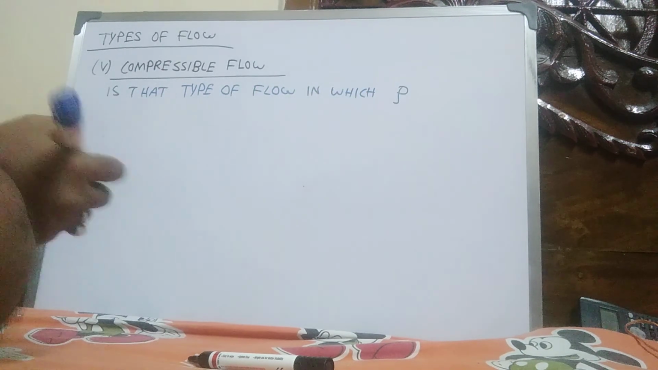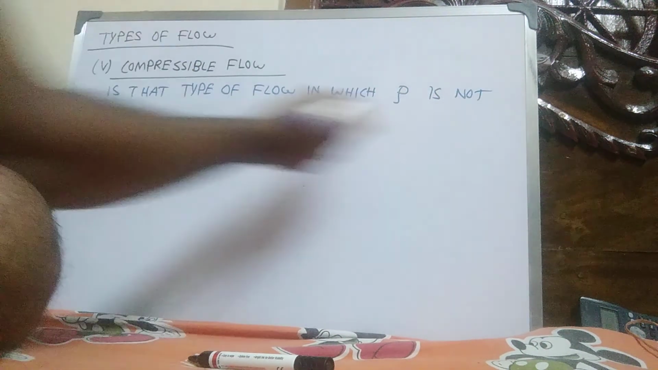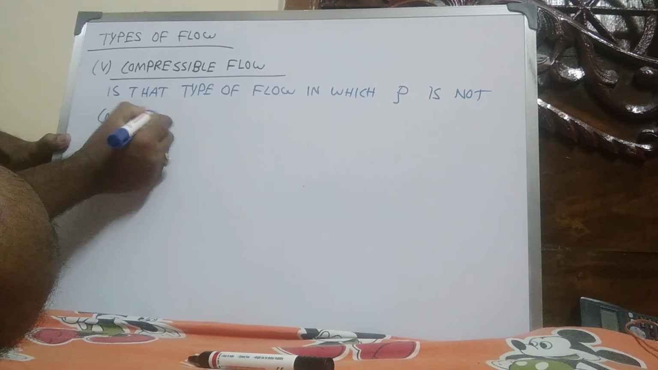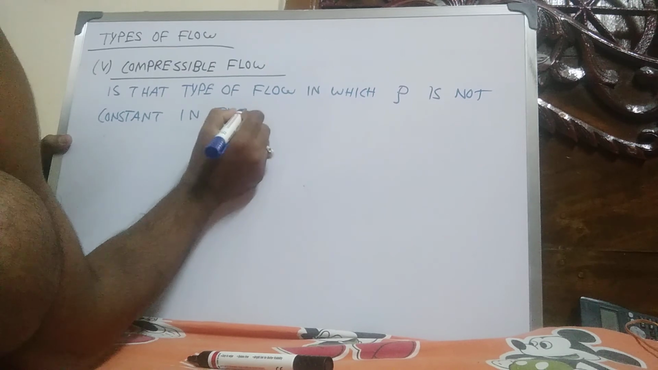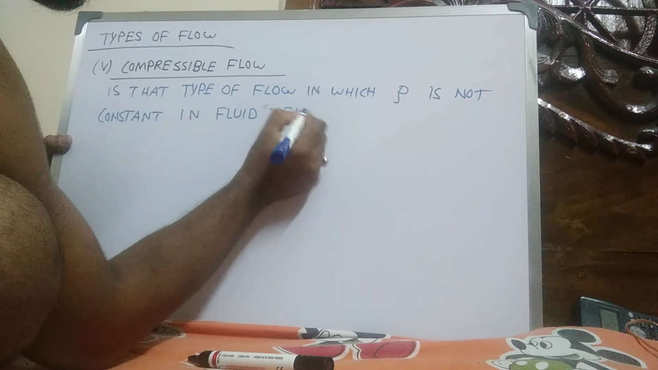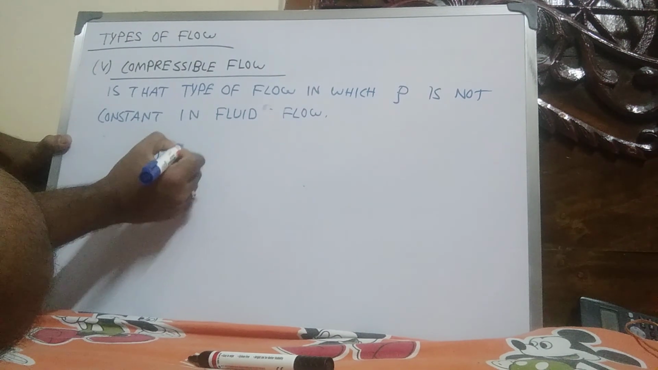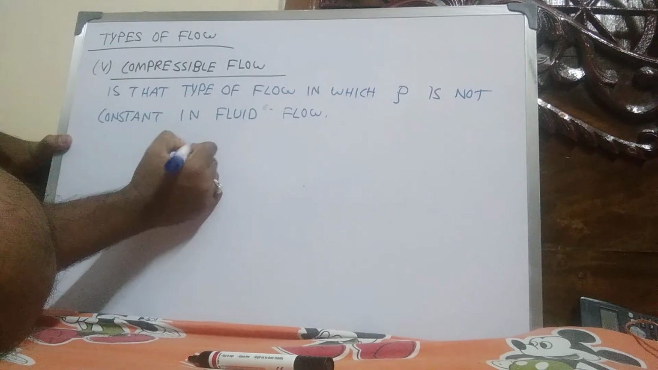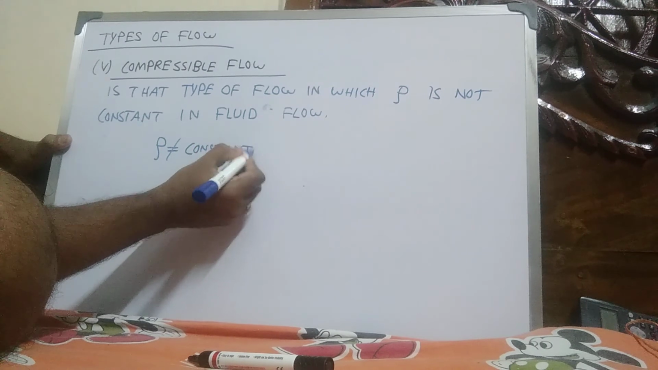The density of fluid is not constant in fluid flow. So rho is not equal to constant. Understand?